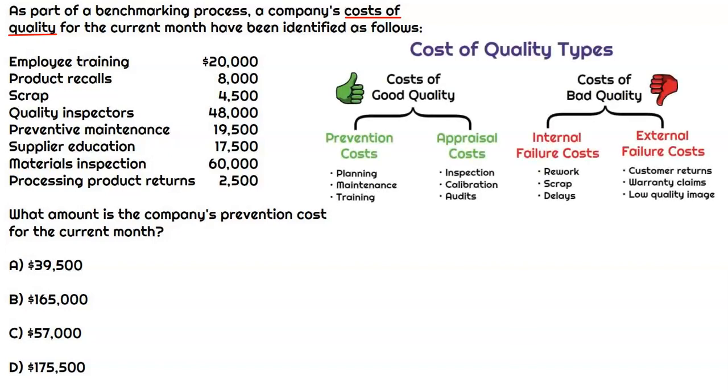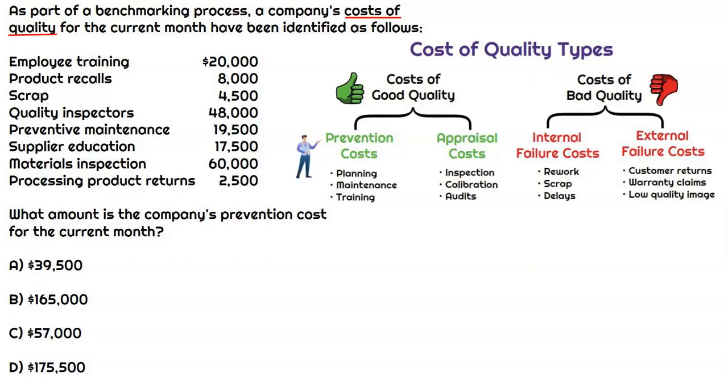So this is the visual that will help you remember the cost of quality types. On the left side, we have prevention costs and appraisal costs. Those are in green because they're considered costs of good quality, meaning if a company has a quality product, then you're going to incur these costs. Now on the right, we have in red internal failure costs and then external failure costs. And these can be categorized as costs of bad quality, meaning there's an issue with a company's product. Now we're going to incur some costs to remedy the situation. So let's quickly talk about each of the four.